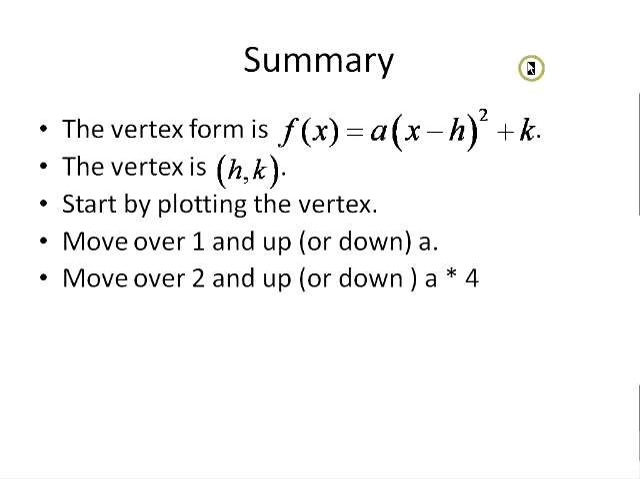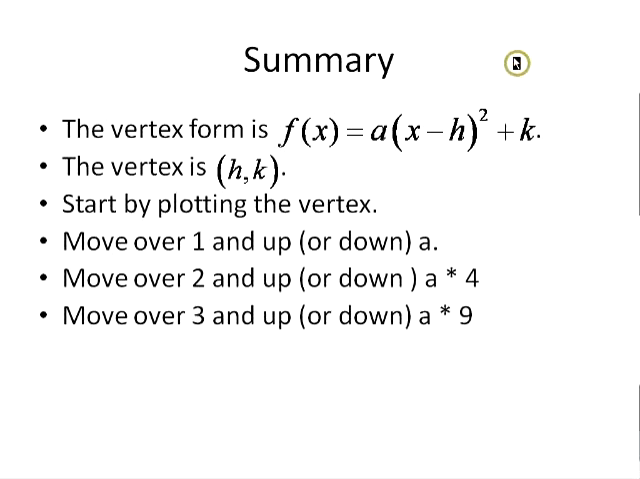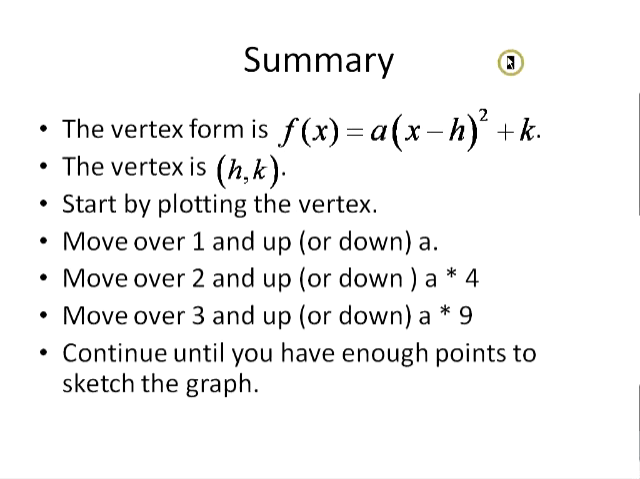We're going to move over 2 and go up or down A times 4. The 4 is because of 2 squared. If we move over 3, we're going to go up or down A times 9. 9 is the 3 squared. We can continue until you have enough points to sketch the graph. This completes our discussion of graphing quadratic functions in the vertex form.